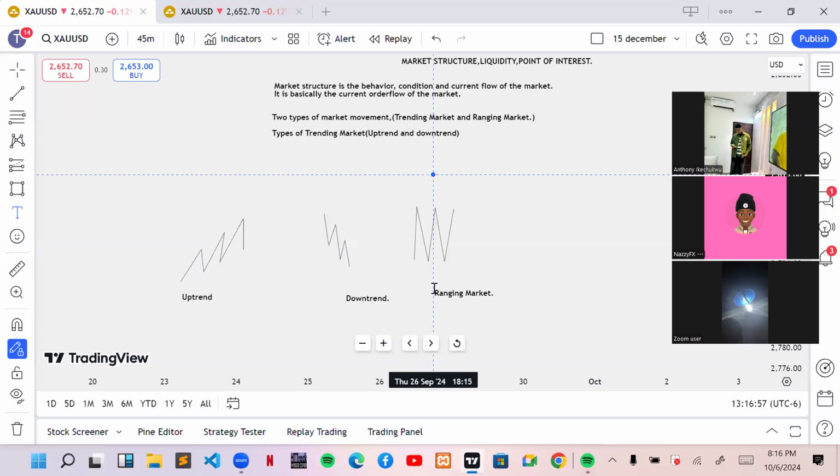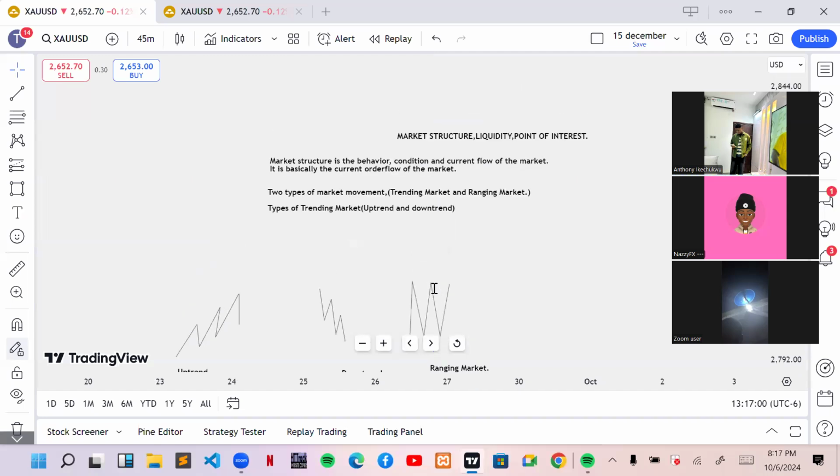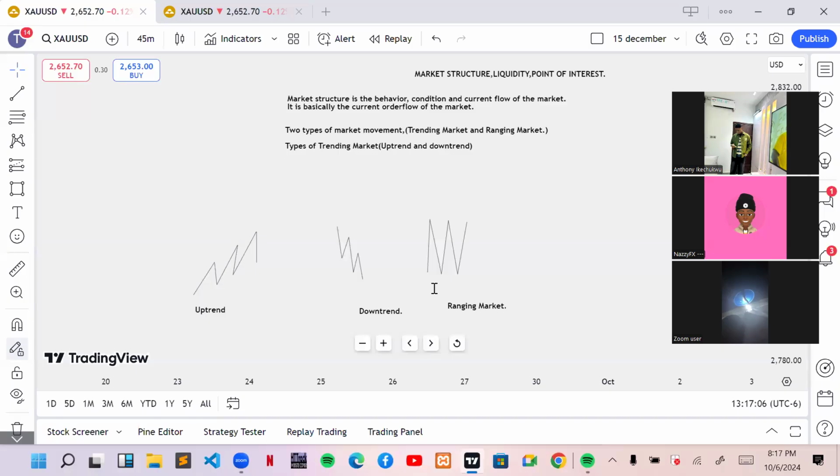So the market structure is the current flow of the market, the behavior and the condition of the market. There are two types of market movements: the trending market and the ranging market. In the trending market, we have the uptrend and the downtrend, and then we have the ranging market. This is just an introduction to market structure.